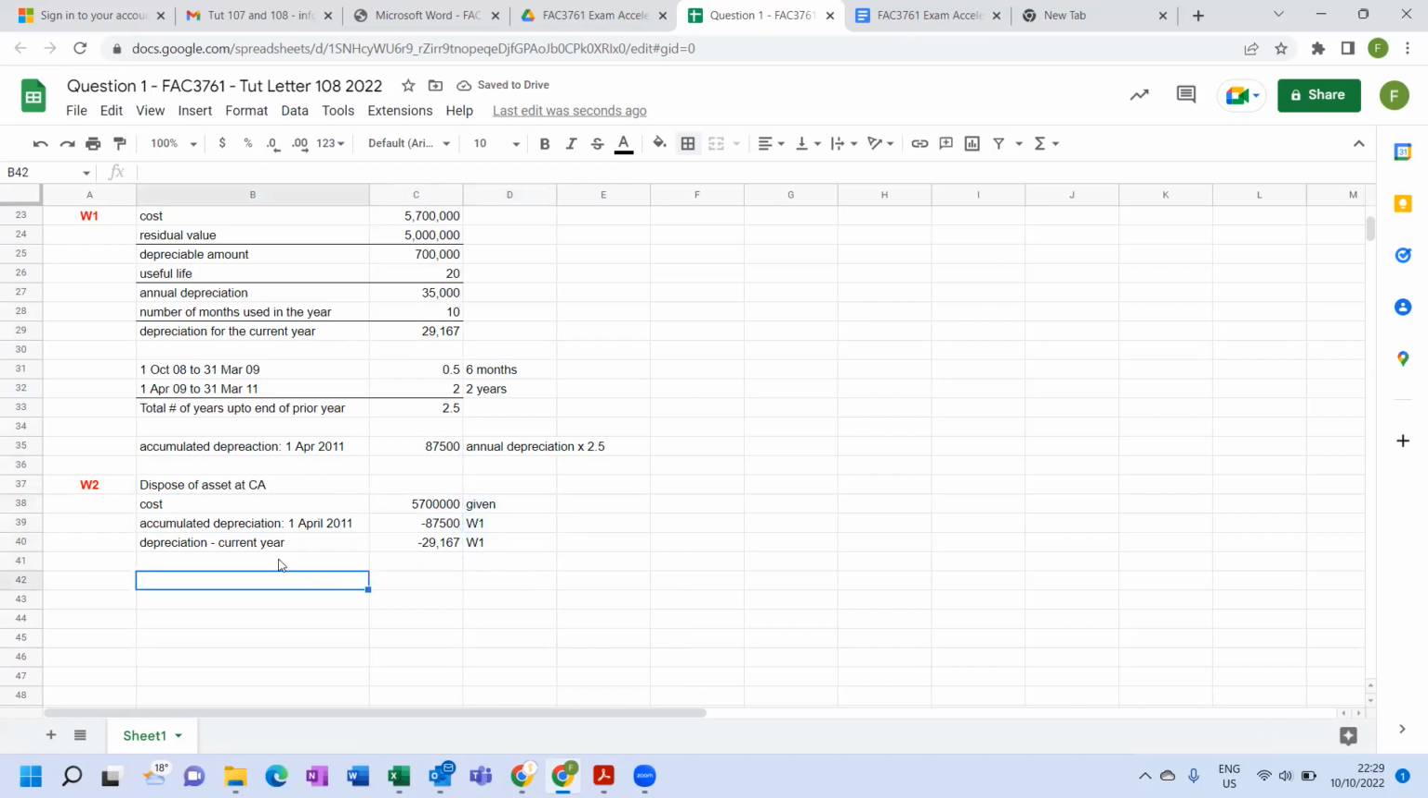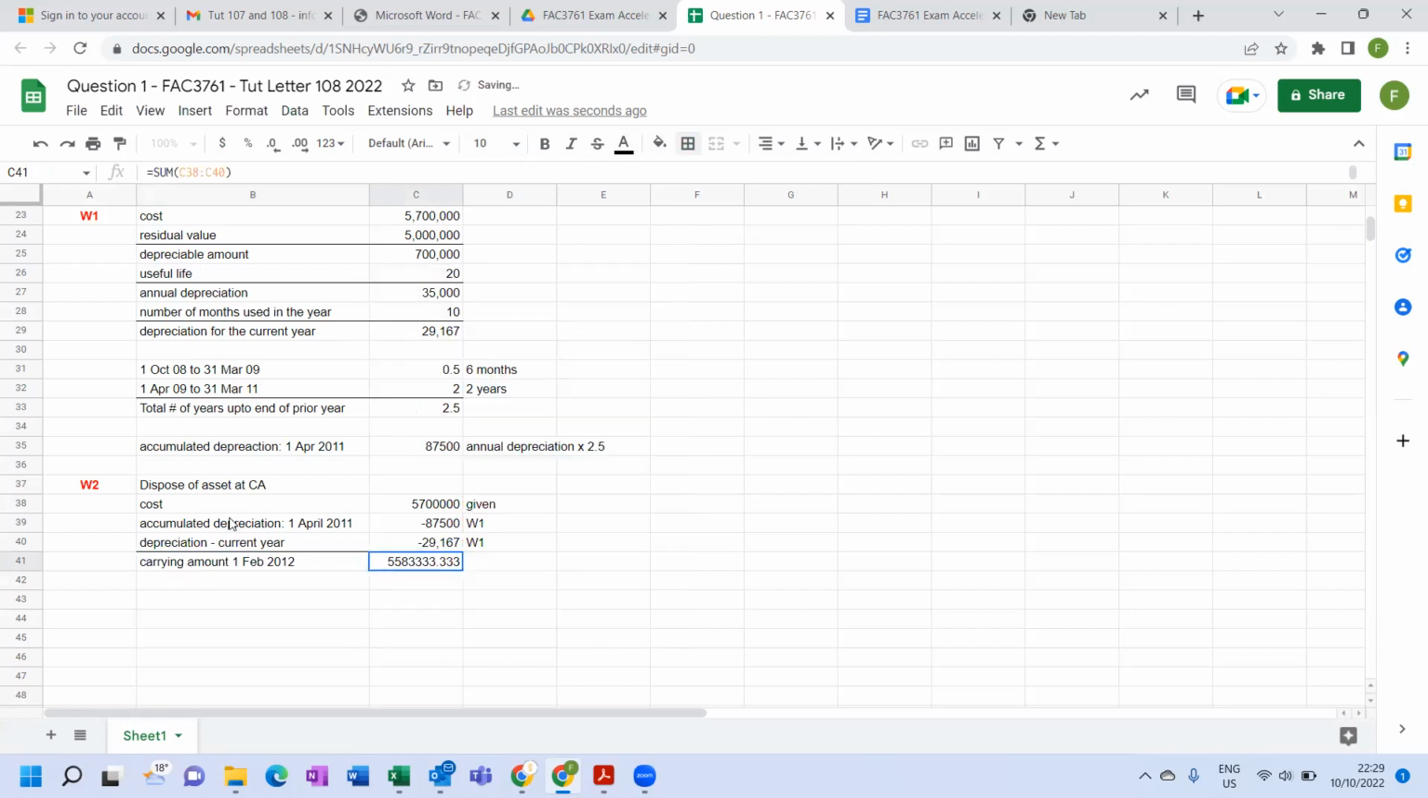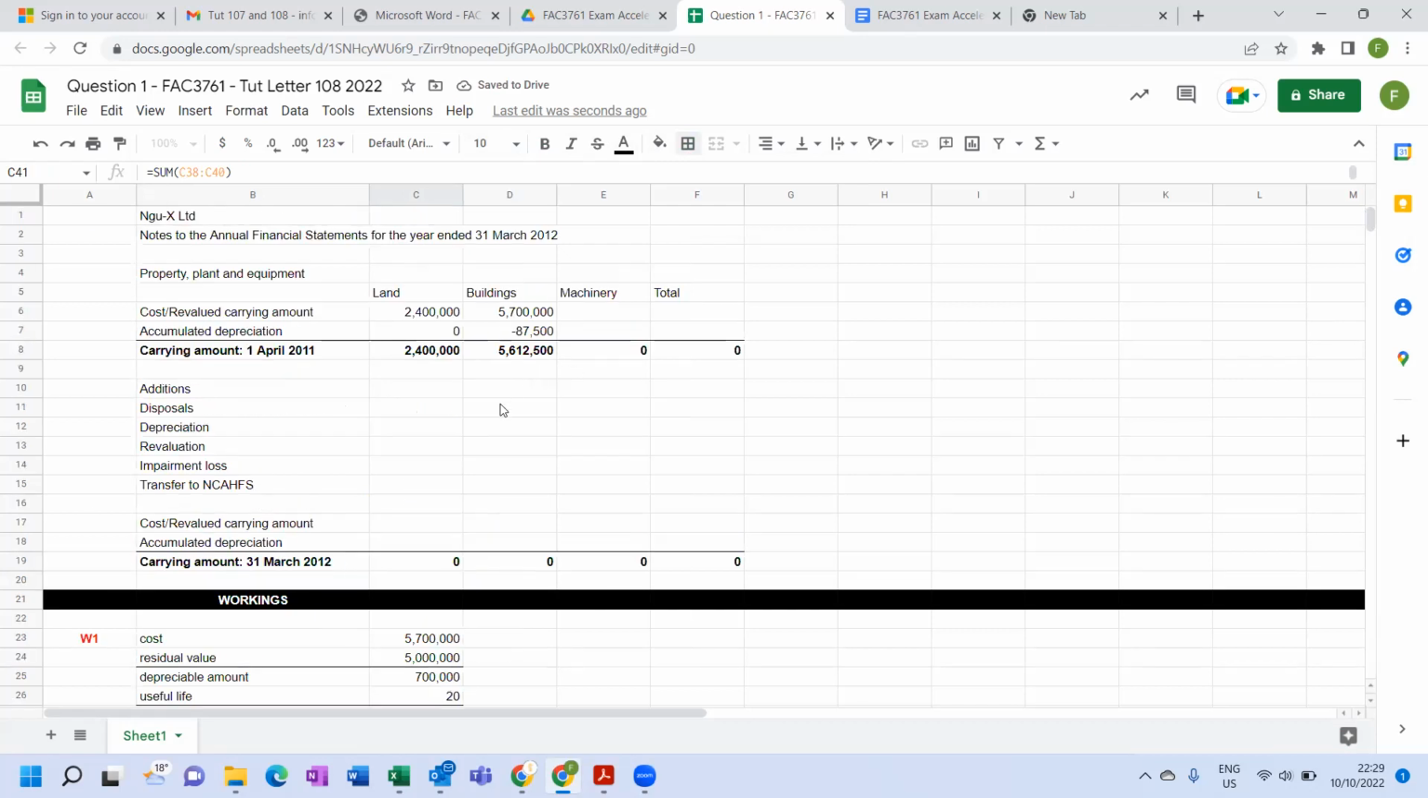Therefore, the carrying amount at 1 February 2012 will be the sum of these. When we dispose of an asset, we dispose of it at carrying amount. So where is this now? Disposal is going to be equal to negative.